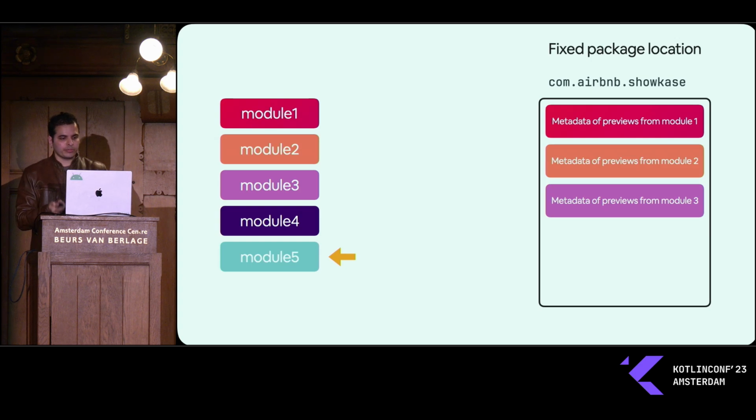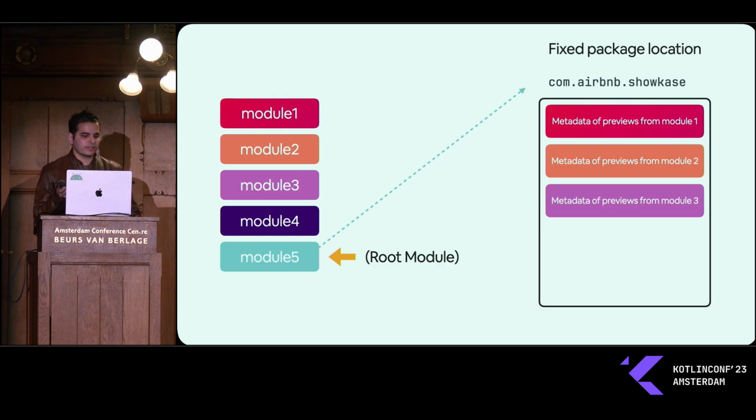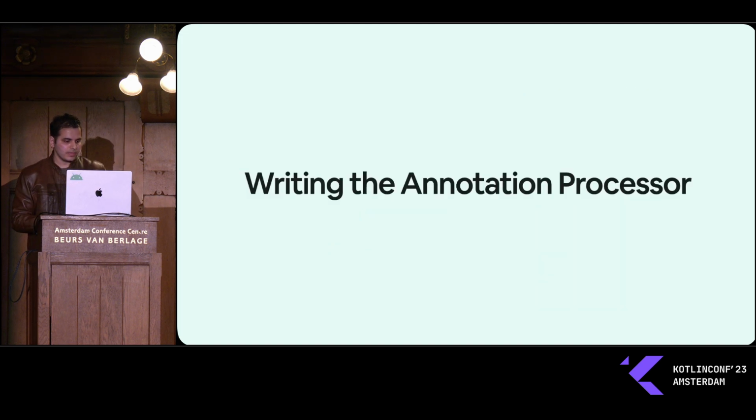And so finally, when the root module is being processed, which is module 5, one of the steps that we need to do is to peek into this fixed package location, collect all the metadata, and then write the final aggregated file that we need. Now, all of this, I understand, sounds very vague and abstract. So why don't we spend the rest of the presentation actually trying to implement this, and then see how we can extend this further for other use cases.